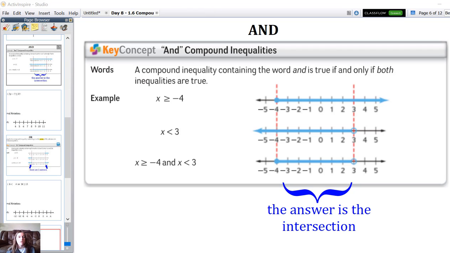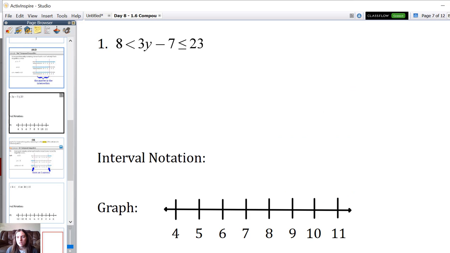Let's look at an example of solving an "and" inequality. We've got 8, which is less than 3y minus 7, which is less than or equal to 23. When we have inequalities on both sides, we're going to do our reverse PEMDAS as if we were solving a regular inequality, but we're going to do it to every single part of this inequality. The left side, the middle, and the right side.